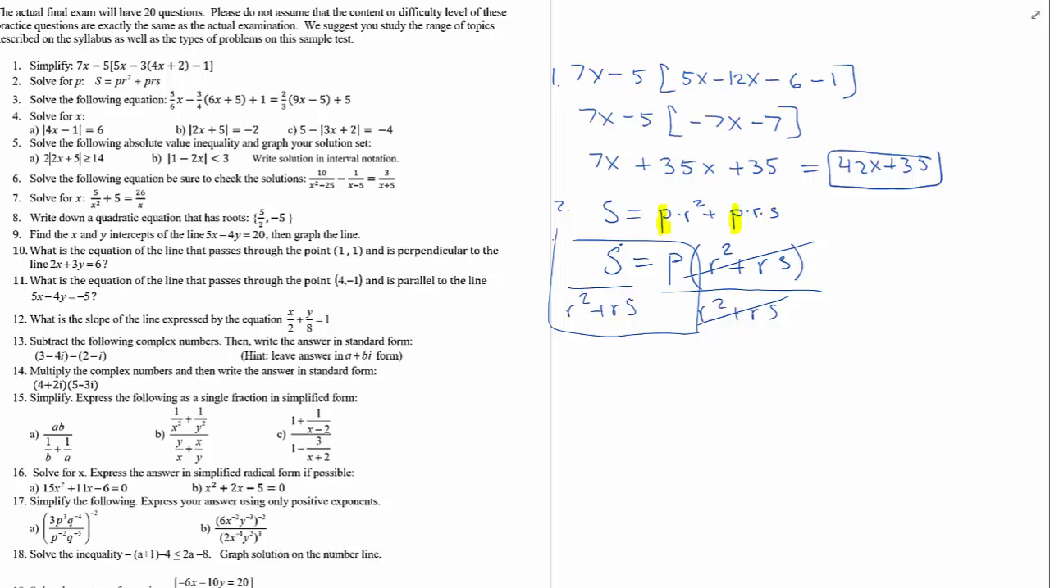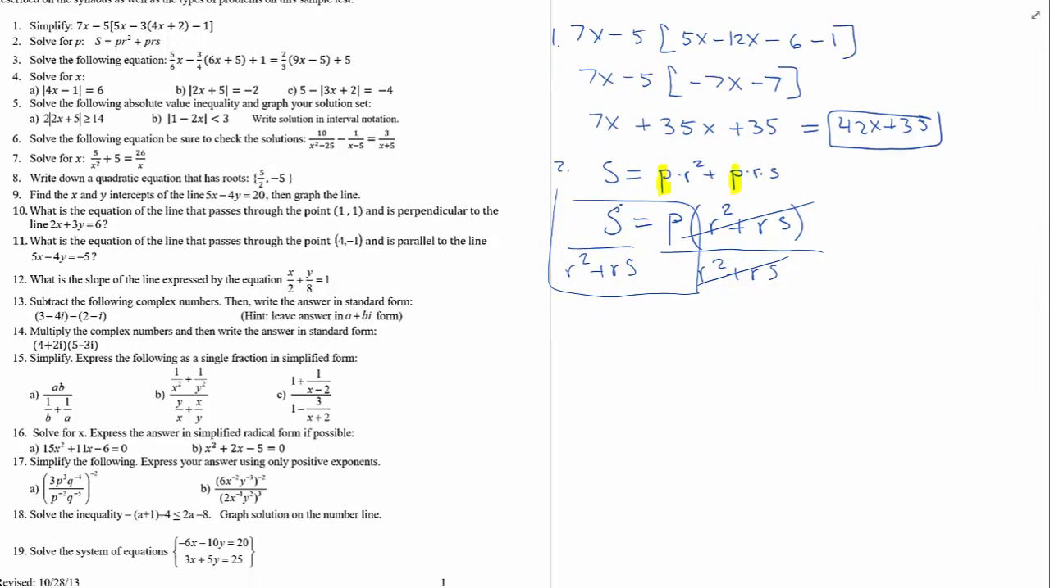Okay, number 3 is not a very pleasant looking equation, right? If you can see it, you can look at your review sheet. So it's 5/6 (x minus 3/4 (6x plus 5) plus 1) equals 2/3 (9x minus 5) plus 5. All right, so a horrendous looking equation. So how do we solve these monsters?